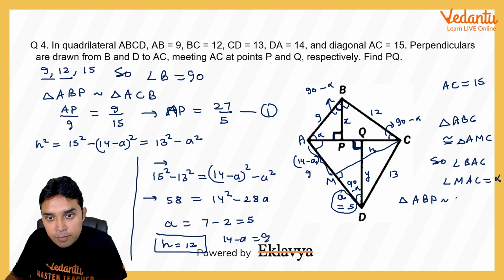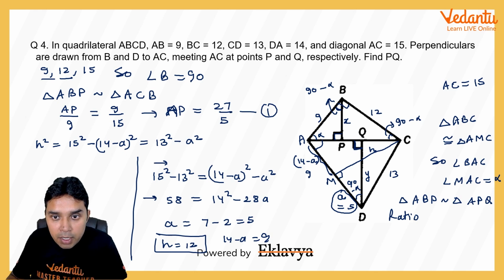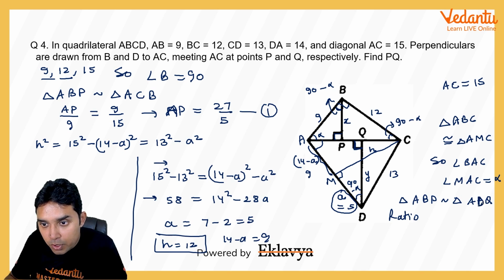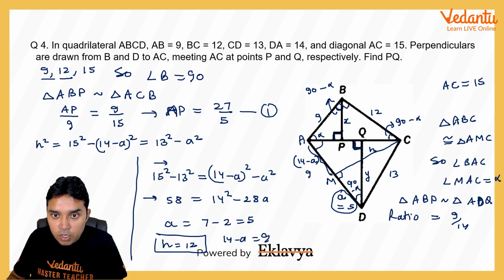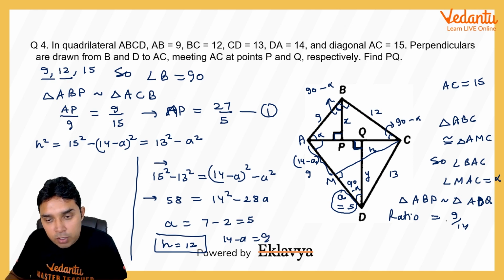So I hope you understand that triangle ABP will be similar to triangle ADQ. And in these two triangles, ABP and ADQ, they are similar. So the ratio of similarity is nothing but 9 upon 14, because the corresponding side of this smaller triangle is 9 and here it is 14.